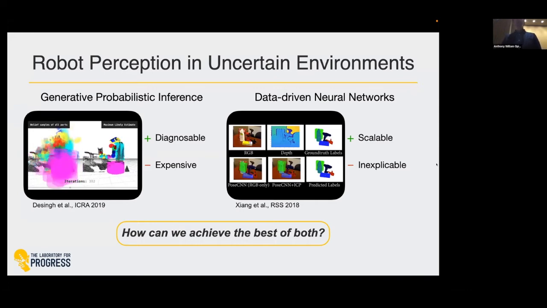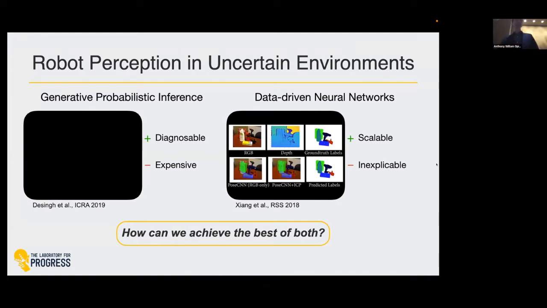They both have advantages and disadvantages. For probabilistic inference, the algorithms tend to be what we call diagnosable. That is, from a probabilistic perspective, we can interpret the algorithms, and with all of their estimates, we'll have some measure of uncertainty that goes along with the output. One downside with these approaches is that they tend to be very expensive. From a computational standpoint, it's very expensive to actually compute the probability distributions that are output. But also from a domain knowledge perspective, it's typically very difficult to design these probabilistic models.